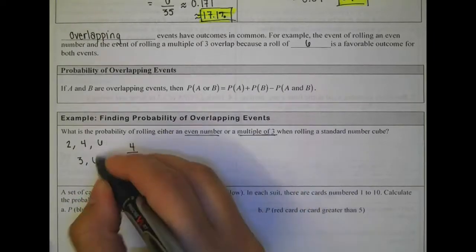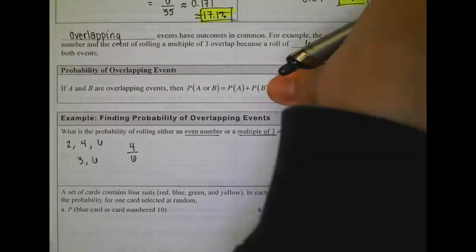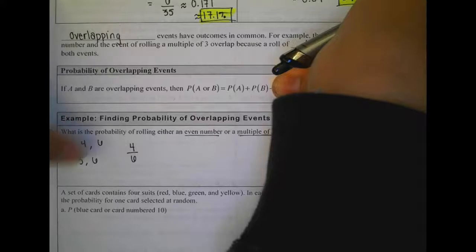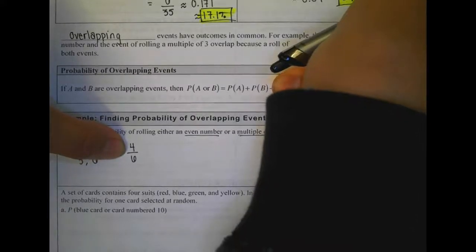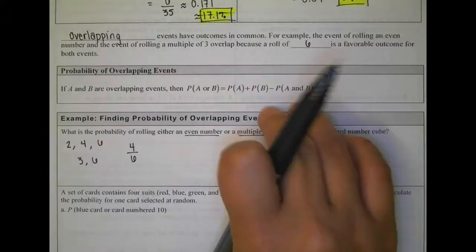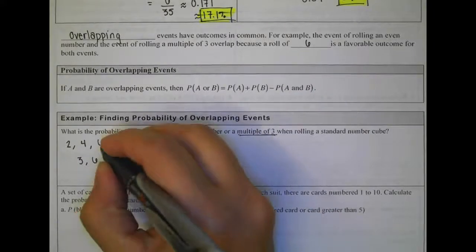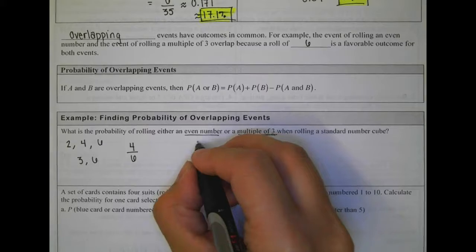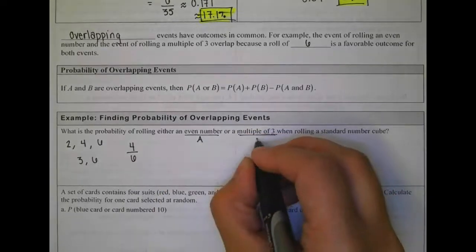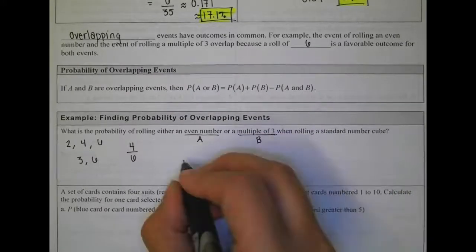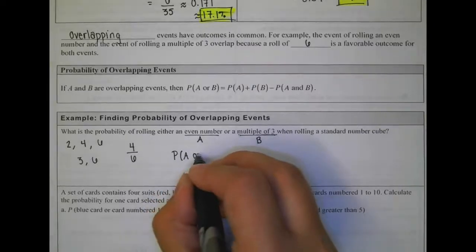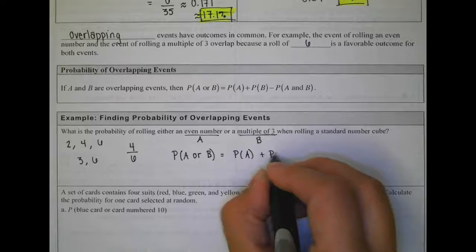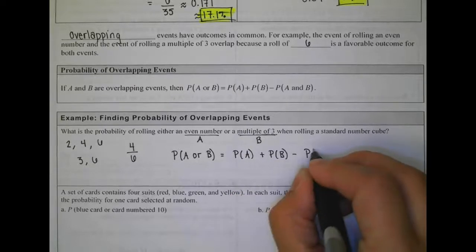But notice the 6 is duplicated, so if you were just to use this formula, you would do 3 over 6 plus 2 over 6, and you would end up with 5 over 6, not 4 over 6. That's why you have to subtract this. Otherwise, you're going to duplicate the overlap. In this case, the overlap is the number 6. So, let's make event A the even number and event B the multiple of 3. So the probability of A or B is the probability of A plus the probability of B minus the probability of A and B.